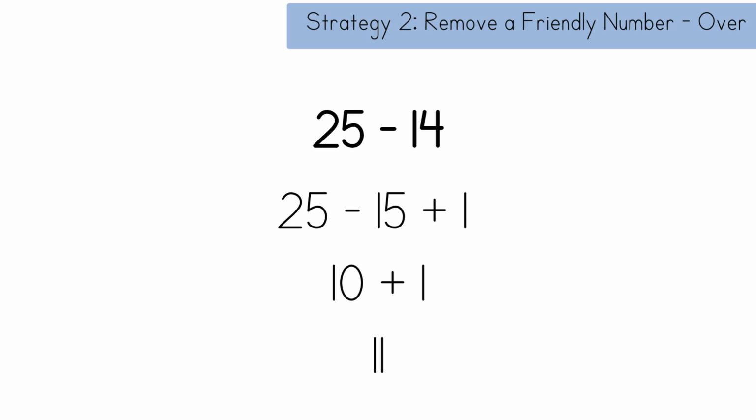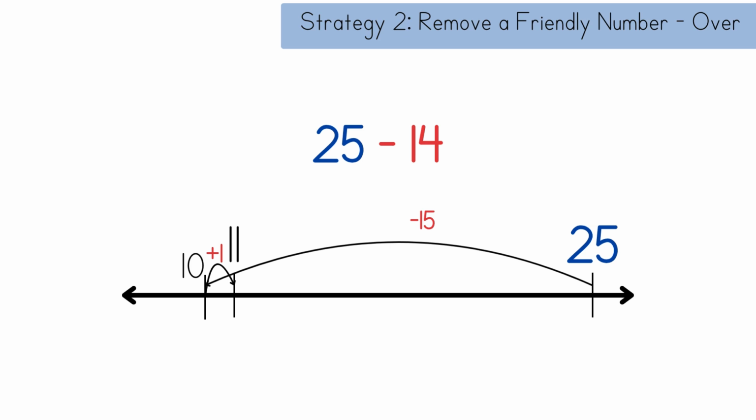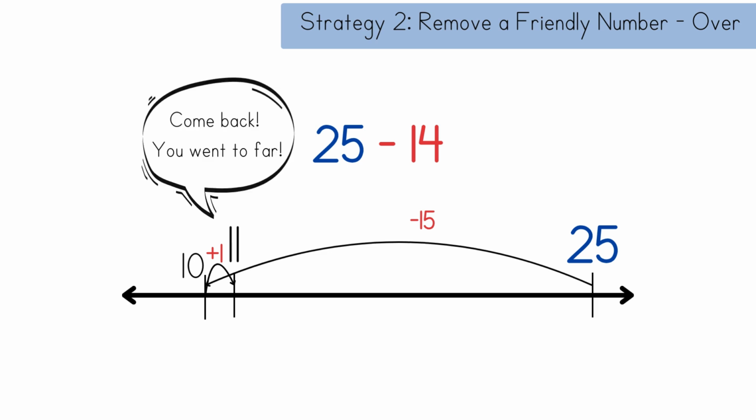This one is really nice to look at on a number line. I have 25, I take away 15, and we know already that the answer is 11, so this is a great way to see it. We went past 11 to 10. Now we're at 10. We took away too much, and we have to add 1 back.